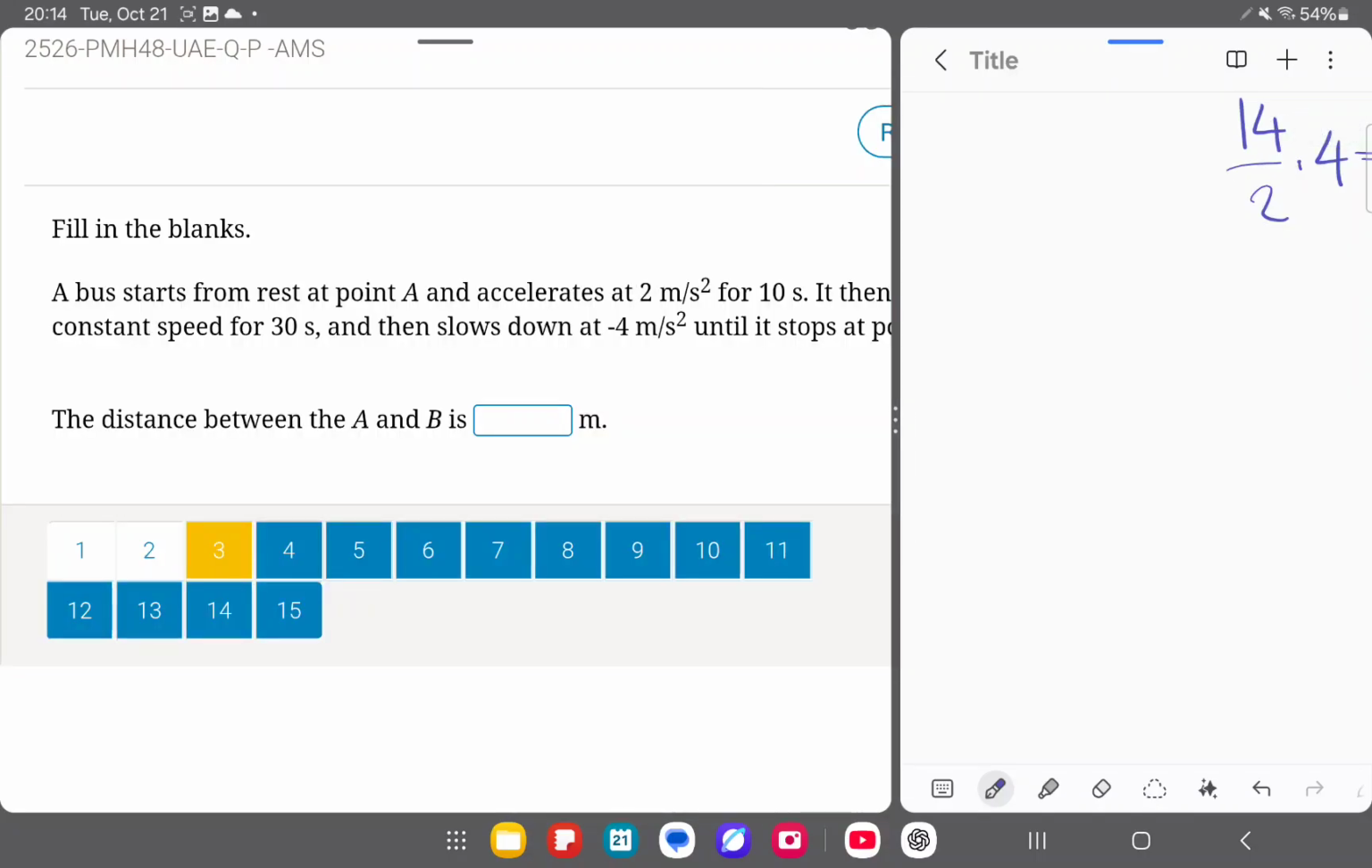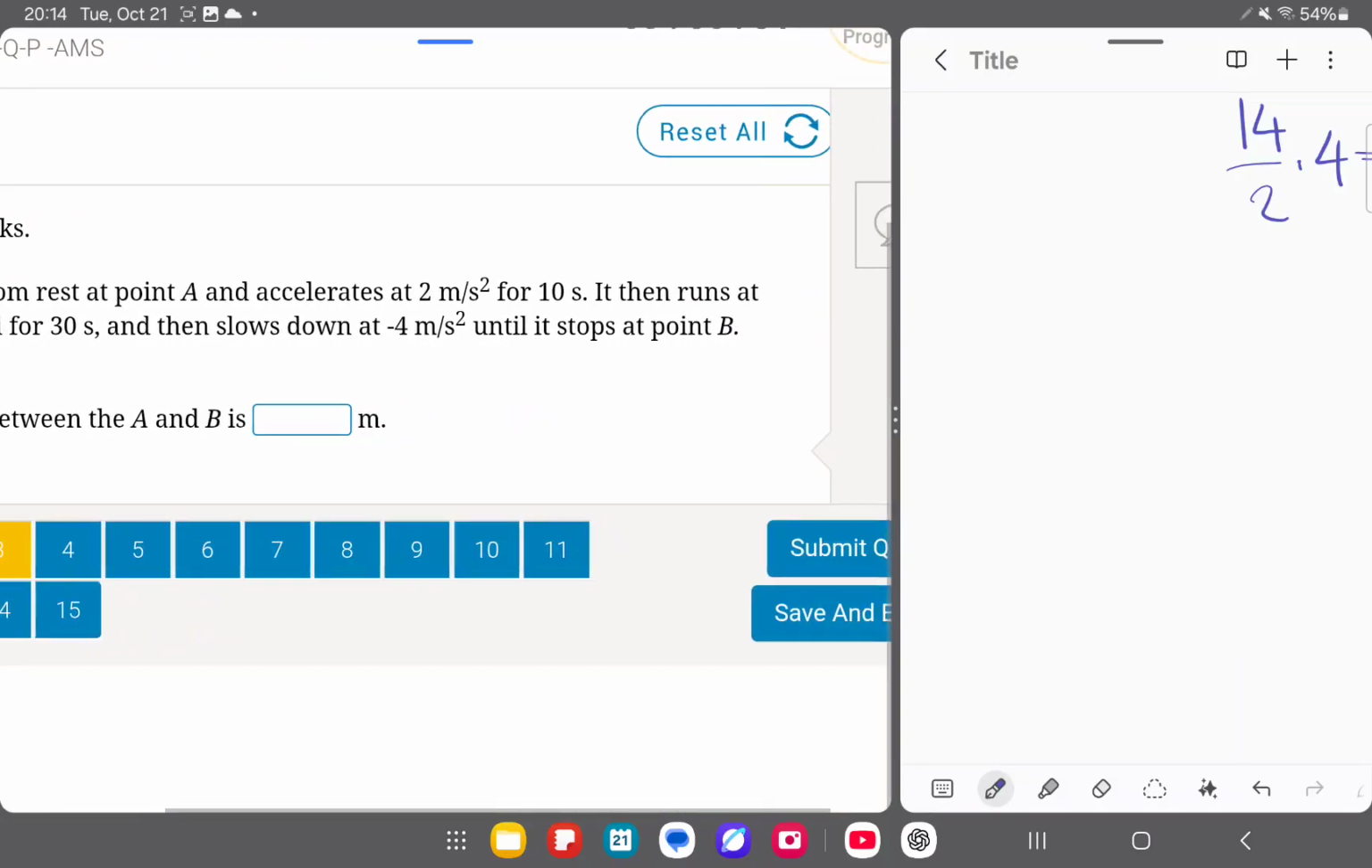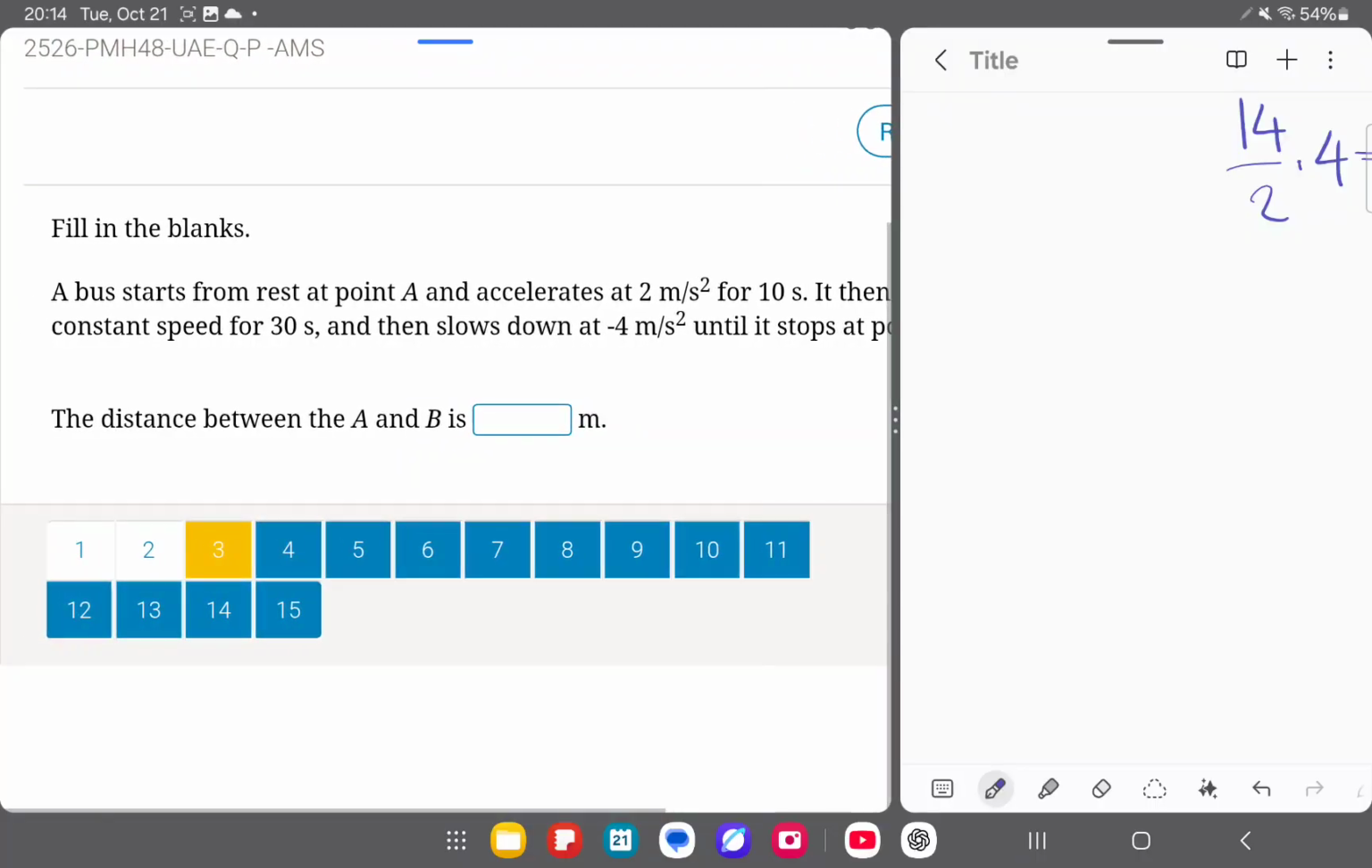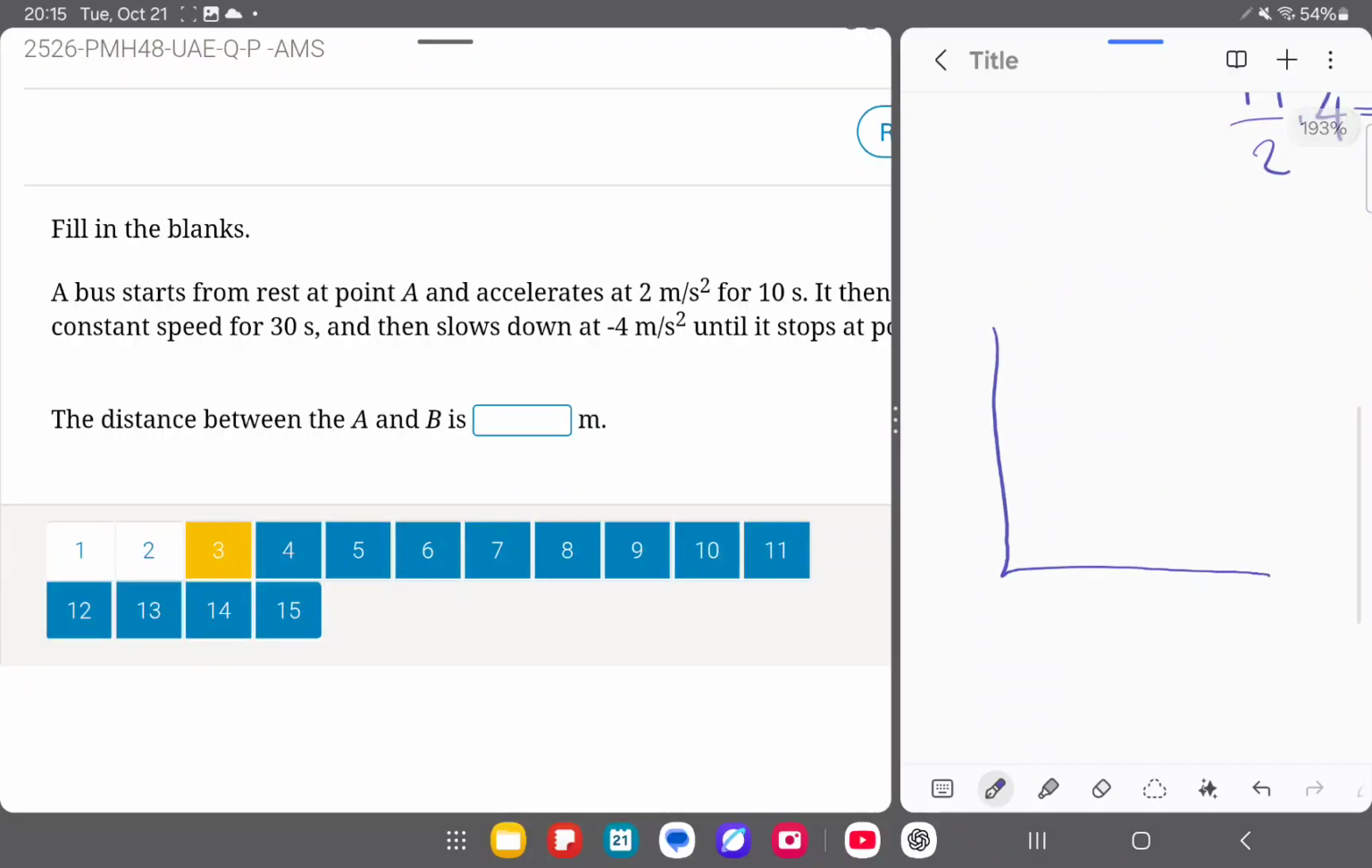This is question 3 now, and it states a bus starts from rest at point A. This is a scenario with acceleration and different phases. The best way to solve this is by using a graph, since doing this without the graph will take far too long. So let's just use the graph.